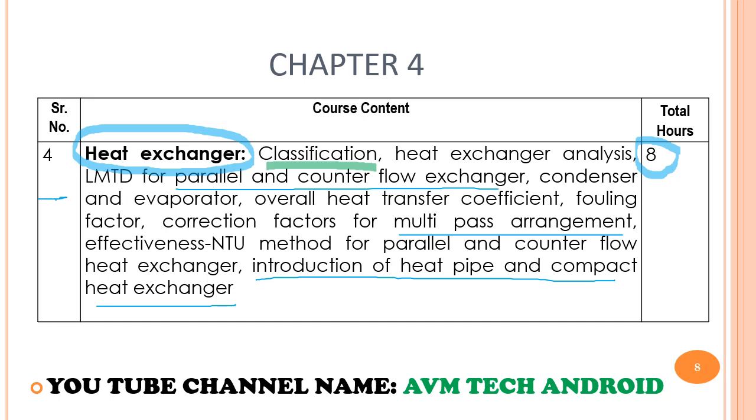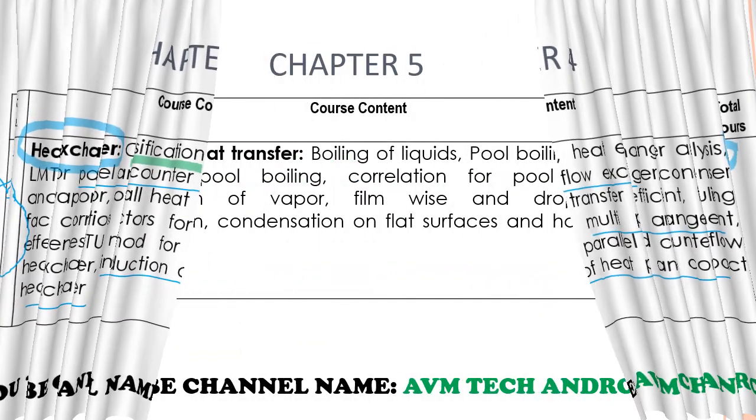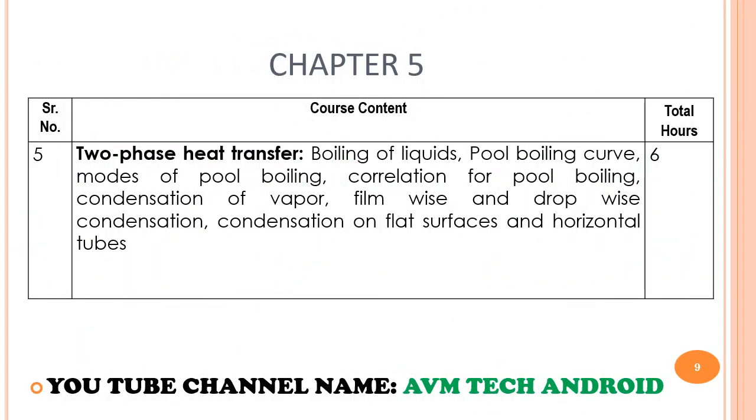So here again theory will be there, that is derivation will be there, plus numerical will be there. So you have to prepare both theory plus numerical in this case. If we talk about the next chapter, chapter number 5, it is two-phase heat transfer, that is boiling and condensation.